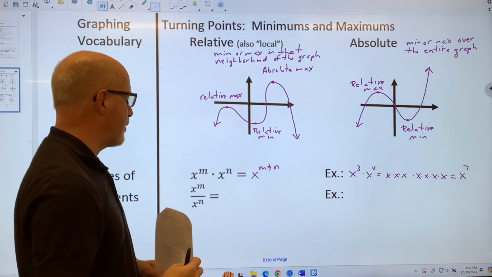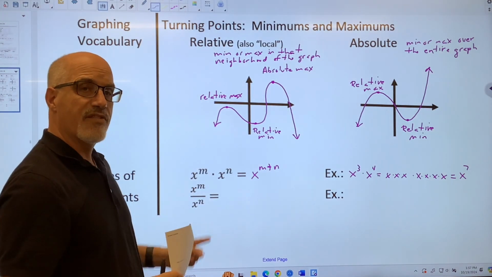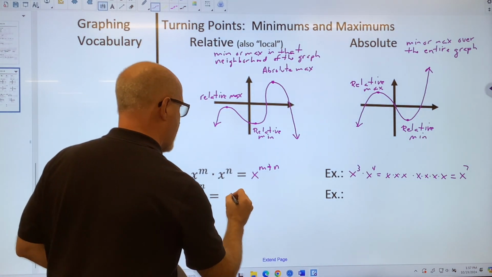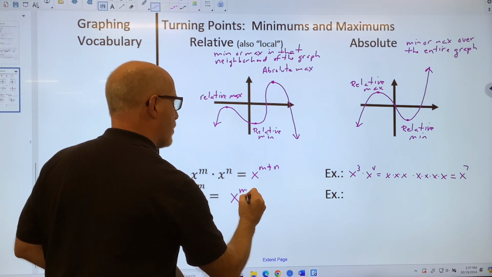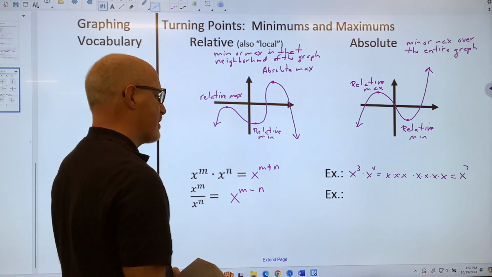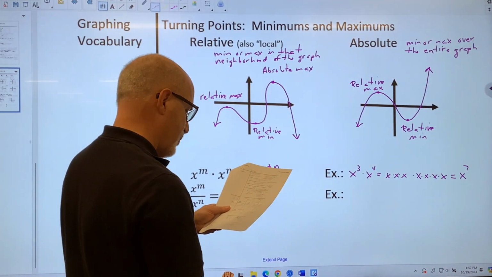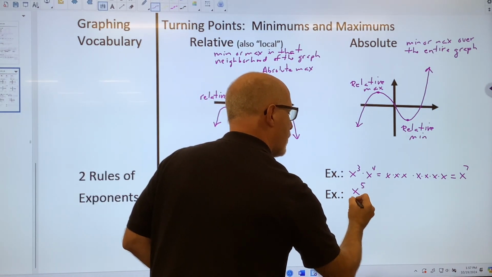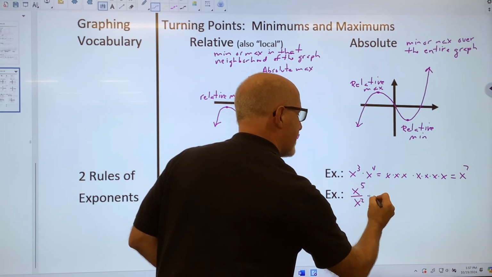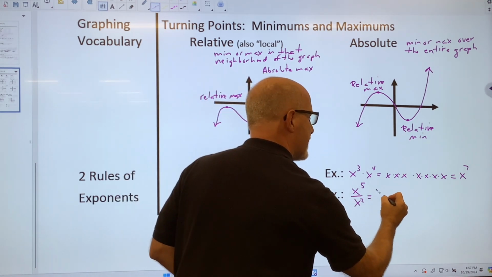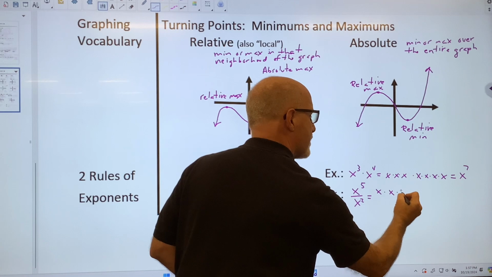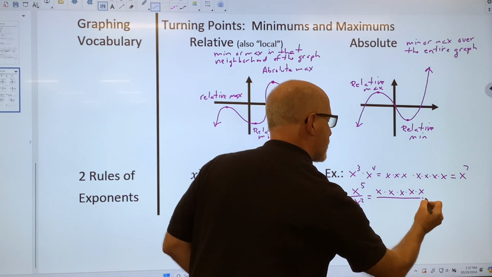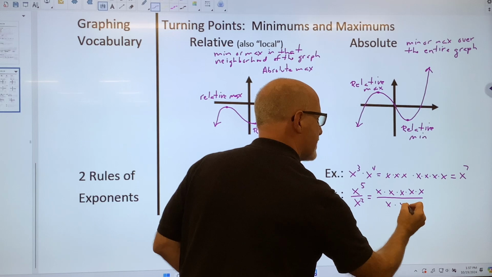So you add exponents. What happens when we divide? Well, division is the inverse of multiplication. So what we're going to have as a rule is you're going to subtract the exponents. As an example, if I did x to the fifth over x squared, x to the fifth is listing out x 5 times. There's 5 of them. x squared is listing it out twice.